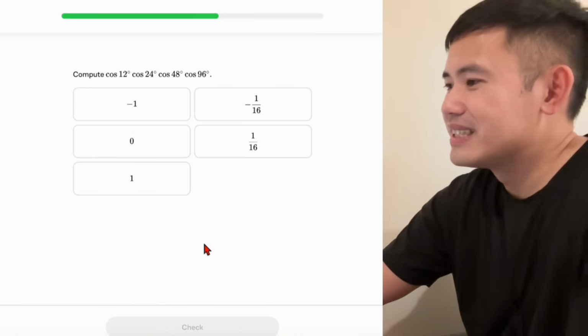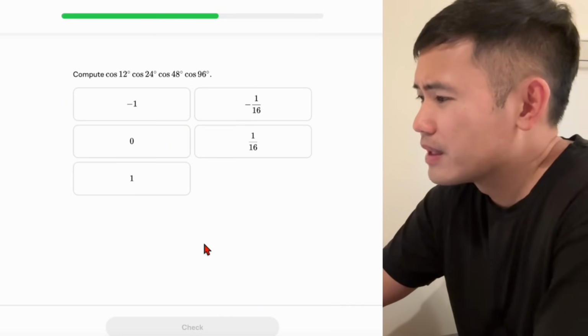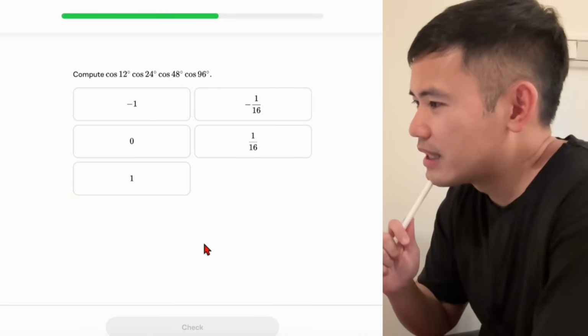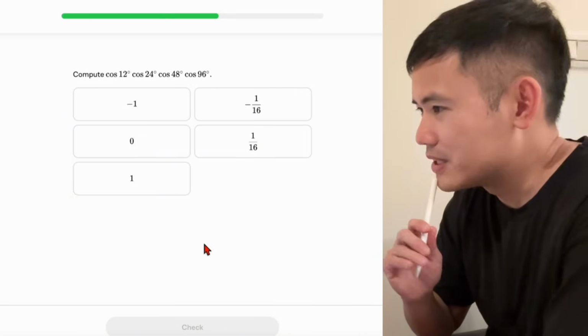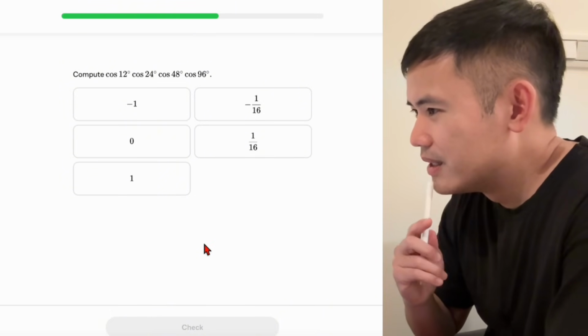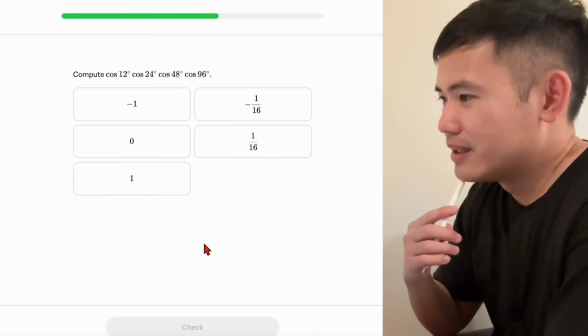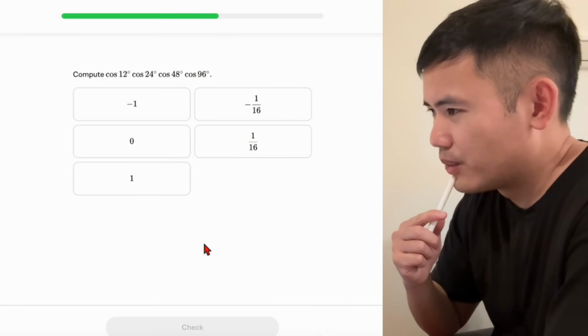All right, next, compute cosine 12 degrees times cosine of 24 degrees times cosine of 48 degrees times cosine of 96 degrees. The angles are just multiplied by 2, huh? So we should somehow utilize the double angle identity.